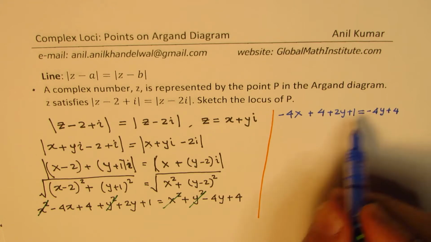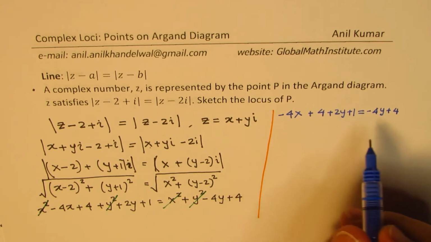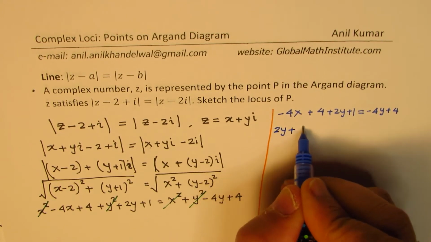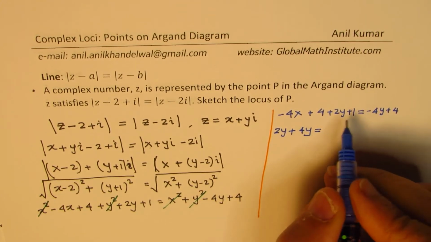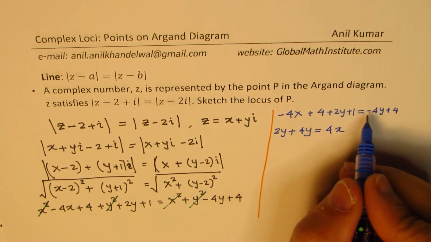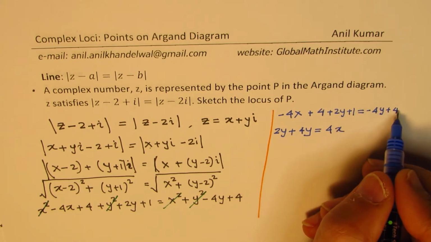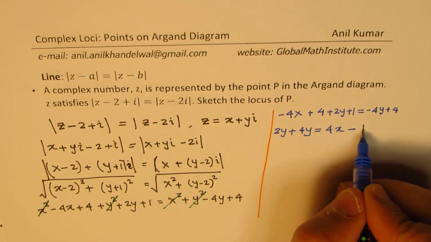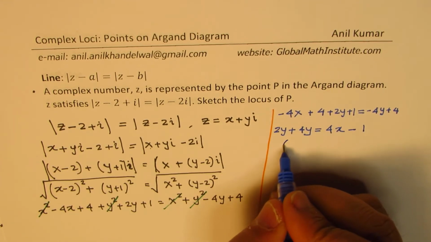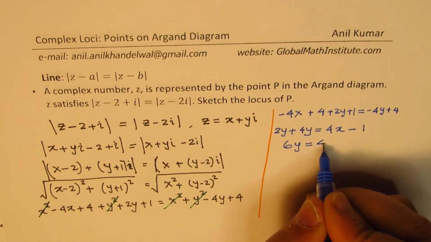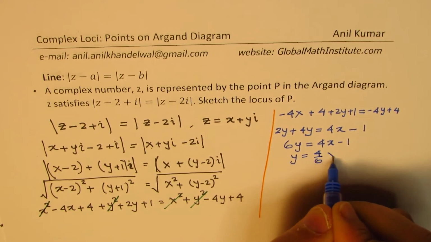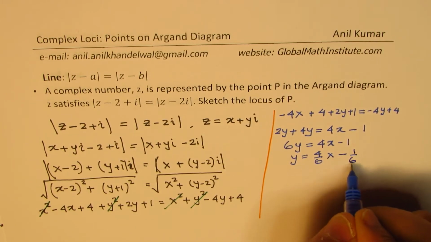Now bringing these terms together, let's say y is on the left side and all others on the right side, we get 2y plus 4y equals 2. We have 4x and then 4 plus 1 is 5, and we get 4 and 4 cancel, minus 1. So what we get here is 6y equals 4x minus 1, or y is equal to 4 over 6 x minus 1 over 6.